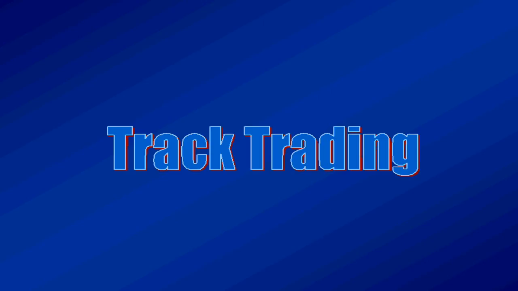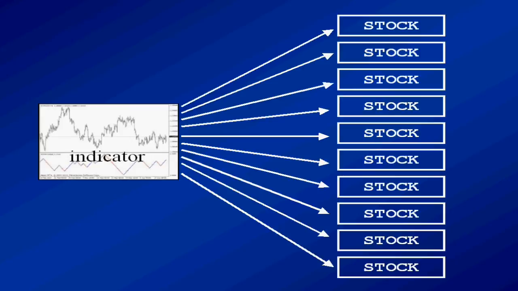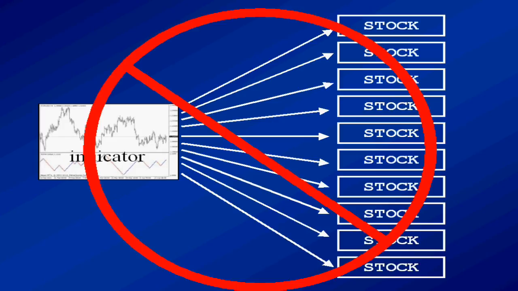Thus, we invented something called track trading. You won't see anything quite like this anywhere. I could almost guarantee that. Track trading works on the following theory. This is the way not to do it: to take an indicator, such as a MACD histogram or moving average or whatever, and apply it to every stock. You can't do that. That's not the way to do it, as we showed in those two stock examples.